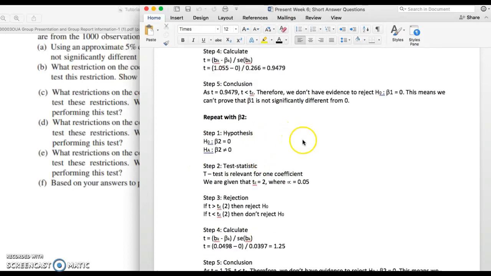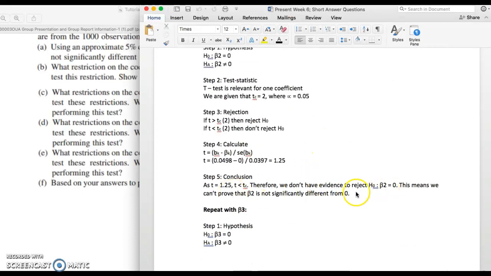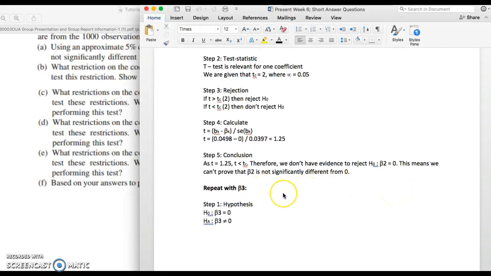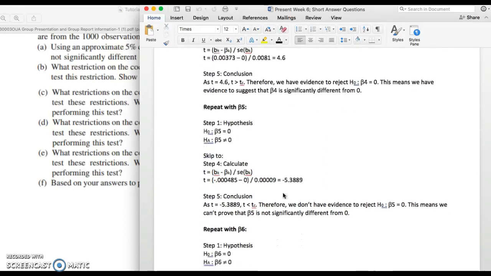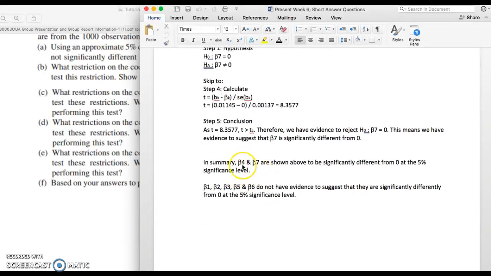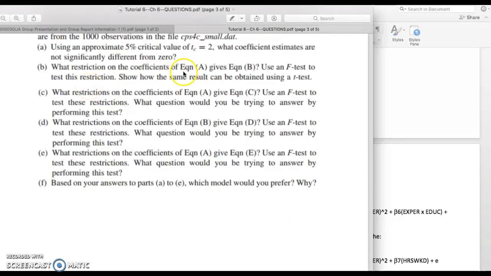So we repeat this with the beta 2, and in this instance again, we don't have significant evidence to reject the null hypothesis of beta 2 equaling 0. So again, we can't prove that it's significantly different. And we run through with beta 3, 4, 5, 6, and 7. So in summary, we've got beta 4 and beta 7 that have proven to be significantly different. And then we've got the other betas that don't have any evidence to suggest otherwise. So that caps off question A.